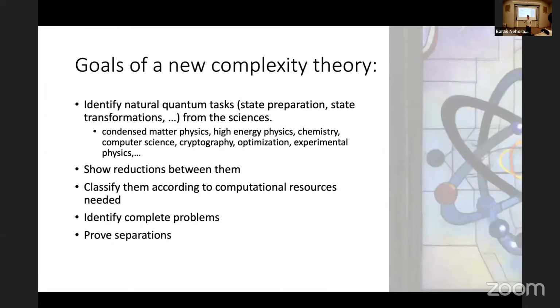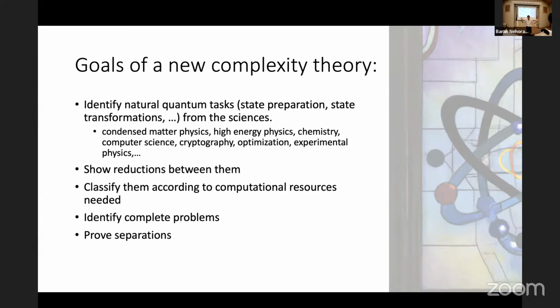Okay, so if we were to design such a new framework, this new language, what would be some of the goals? The goals would be very similar to the goals of traditional complexity theory. First, you'd like to identify collections of natural computational tasks that occur throughout the sciences, right? So you look in condensed matter physics, high energy physics, chemistry, cryptography, optimization, and so on, and you look for examples of natural tasks that people want to do, but they involve quantum inputs and/or quantum outputs, right?